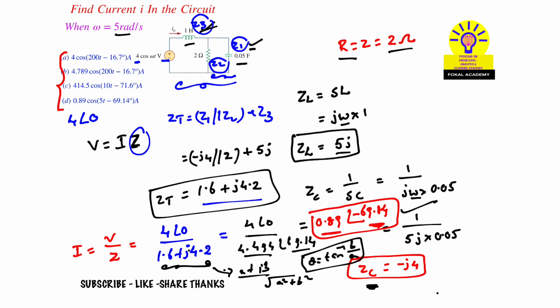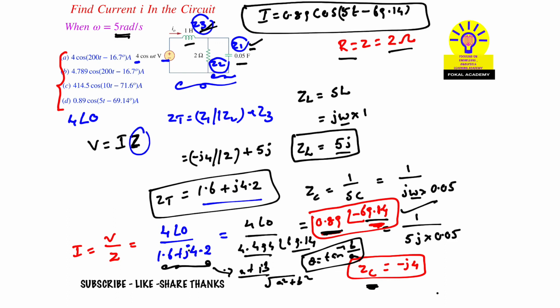So first of all, write the current amplitude. Current equals 0.89 cos of omega t. Here omega is given as 5 radians per second, so 5t plus the phase angle, that is minus 69.14. So this is the required current for the given problem. From the options, option D is the correct option, and this is the process of simplification.